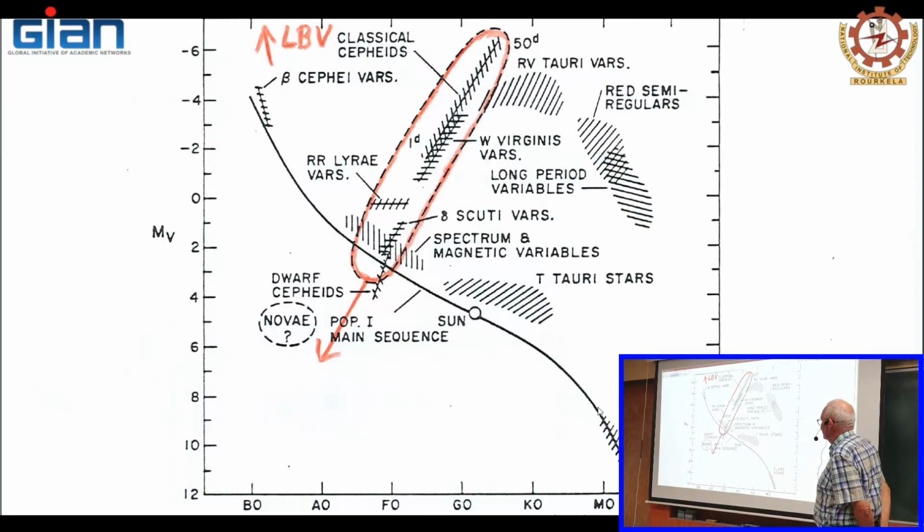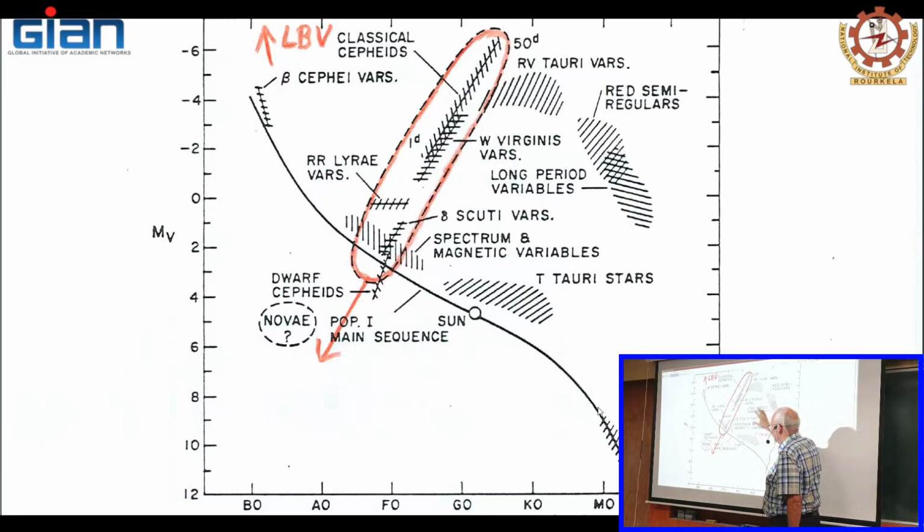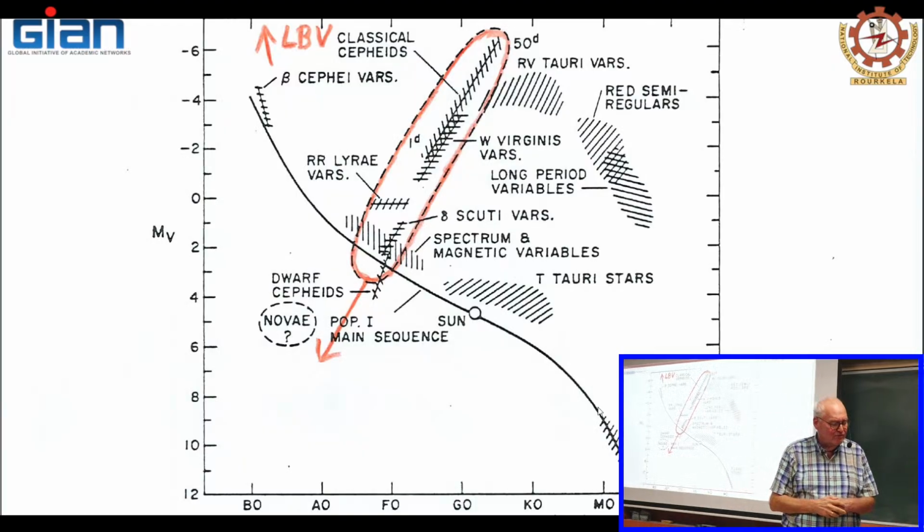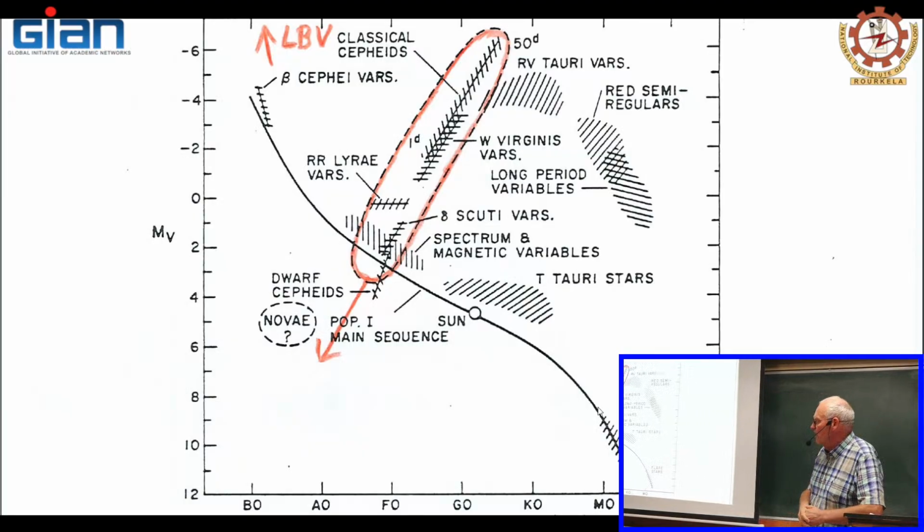What you also see from this diagram is that there are other variable stars in the HR diagram. There are red giants, which are variable. There are also groups of stars at the hot end, which are the beta Cepheid variables here. It seems that at least part of the HR diagram is filled with variable stars.